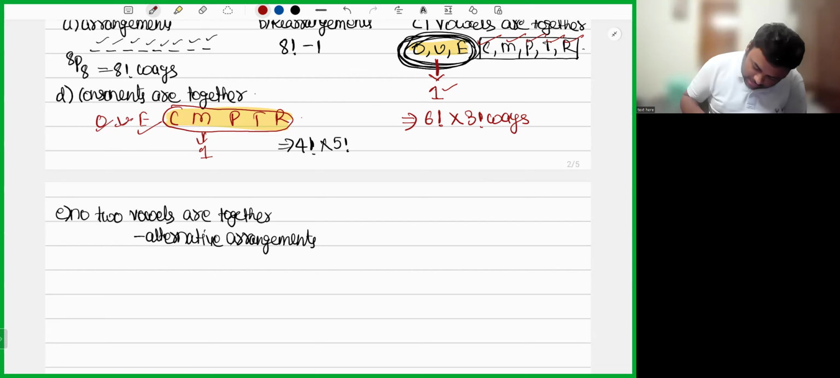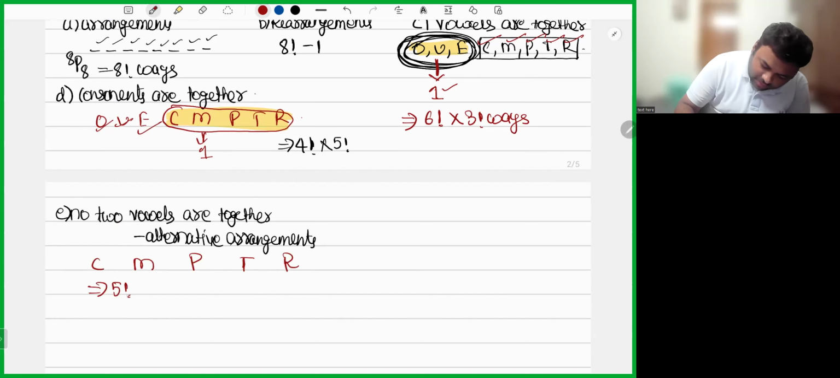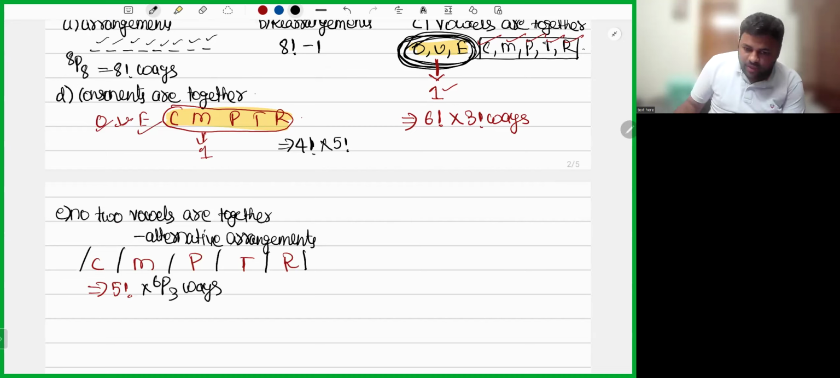First, arrange the consonants. C, M, P, T, R. How will you arrange 5 consonants in 5 places? Obviously, sir, 5 factorial. In between them, how many gaps are there? 1, 2, 3, 4, 5, 6. In these 6 gaps, I will arrange 3 vowels in 6P3 ways. So when I am telling no 2 vowels are together, first I'll arrange consonants. In between the consonants, I'll arrange the vowels.